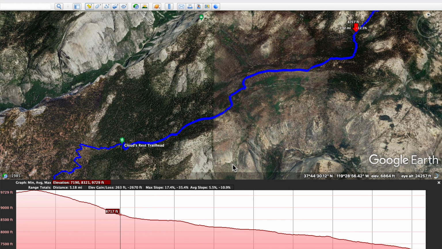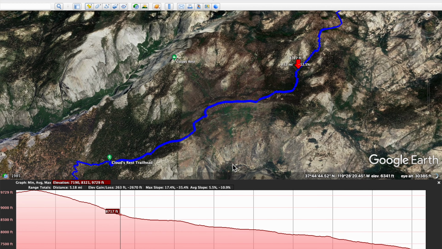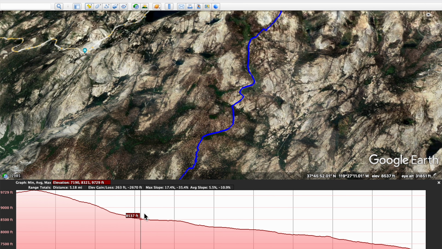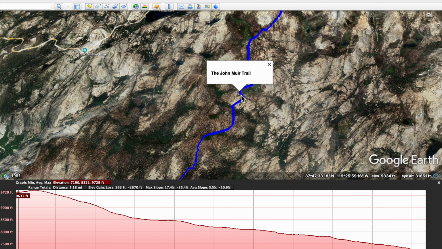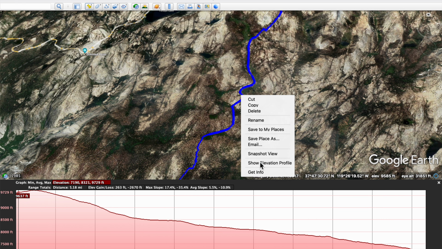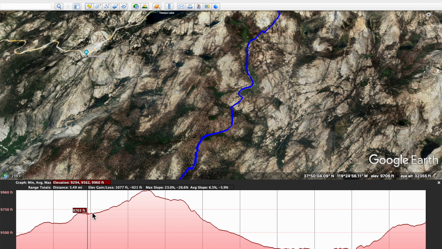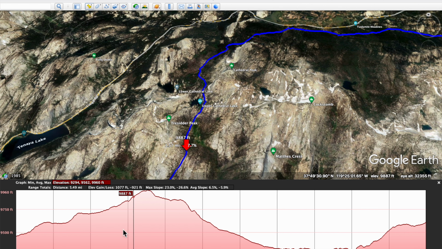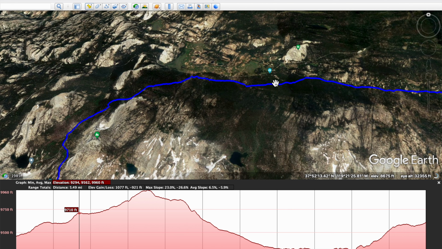Now if you're ending a northbound trip, you get this glorious descent. These are going to be very easy miles. So here we go, another 5-mile segment, all climbing up to 9,000 feet. And this gets us over to the Cathedral Lakes area.